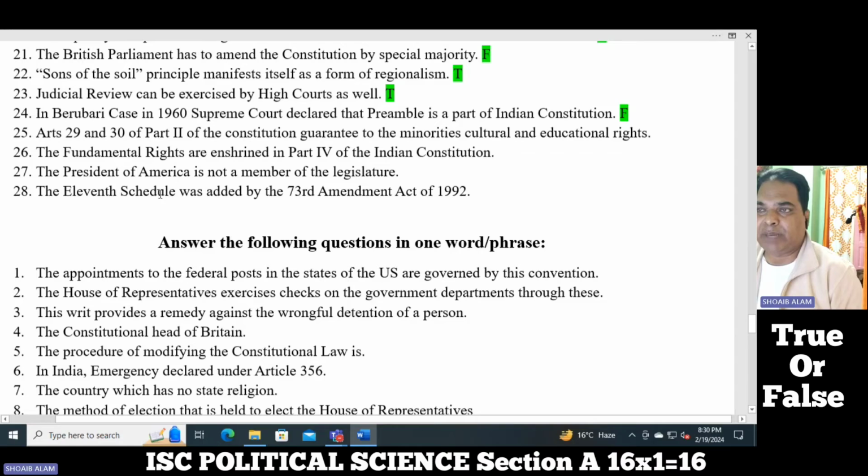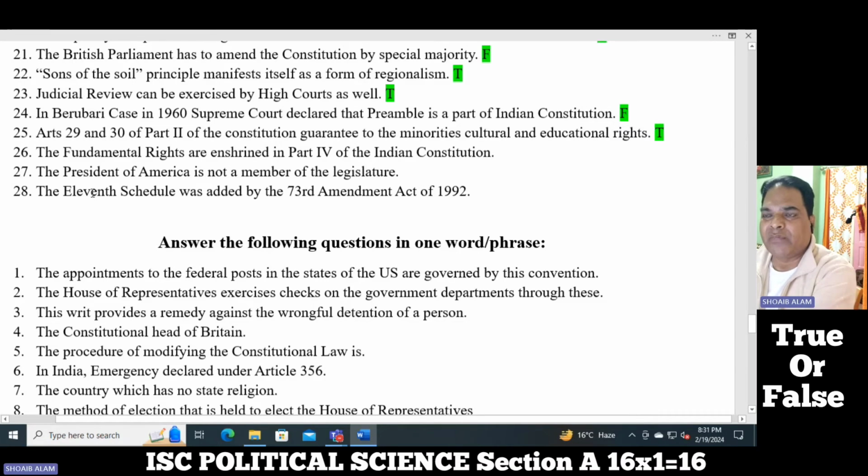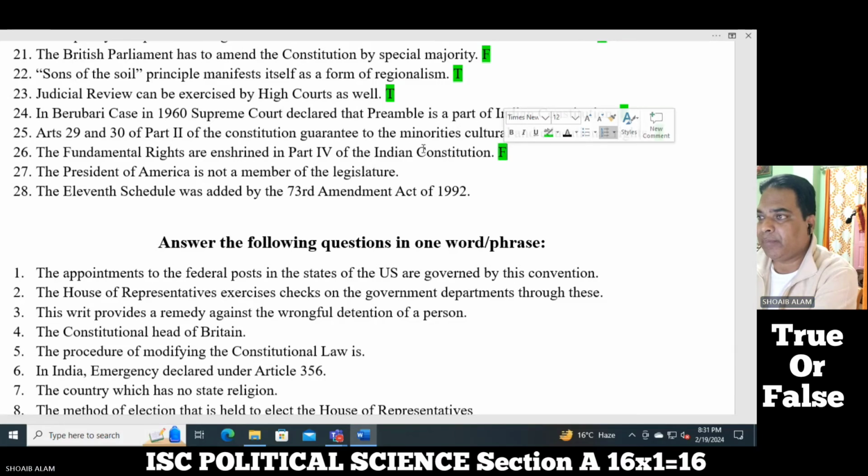Article 29 and 30 of Part 3 of the Constitution guarantee to the minorities cultural and educational rights. So it is true. Okay, next. The fundamental rights are enshrined in Part 4 of the Indian Constitution. So it is not enshrined in Part 4, it is enshrined in Part 3.